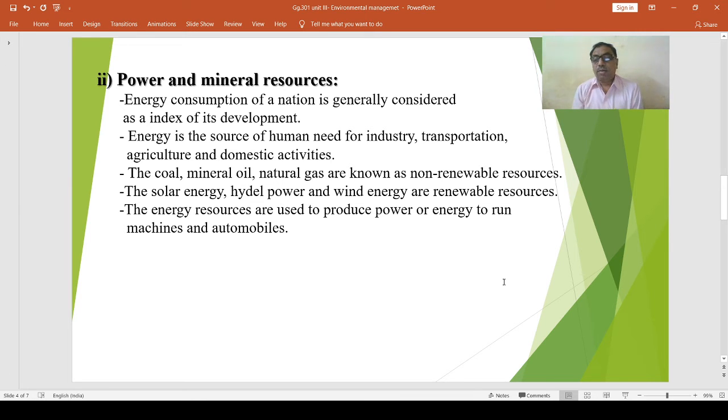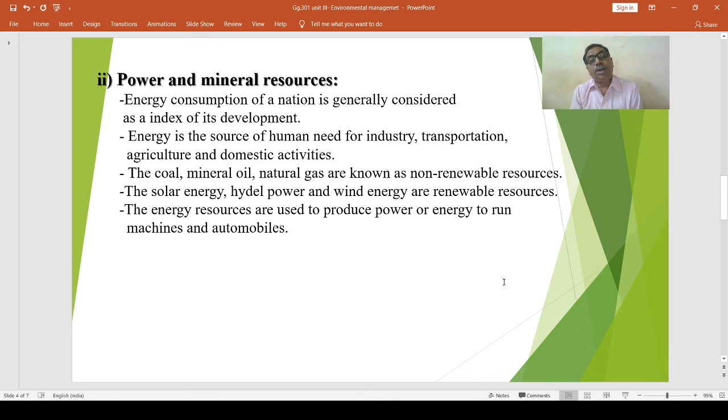The water flowing in a river is collected by constructing a dam where the water is stored and allowed to fall from a height. The blades of the turbine located at the bottom of the dam move with the fast moving water, which in turn rotates the generator and produces electricity.